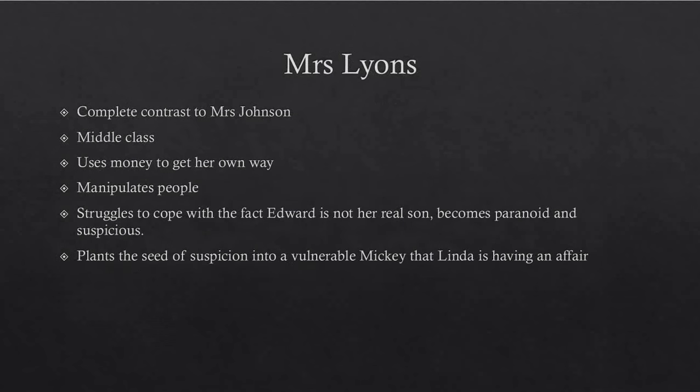Mrs. Lyons is a complete contrast to Mrs. Johnson. In terms of class, she's a middle class character whereas Mrs. Johnson's a working class. Mrs. Lyons uses money to get her own way. She offers Mrs. Johnson money to pay for one of the twins, the child. She manipulates people. Mrs. Lyons is the manipulator. She uses power and money and a class system to get where she wants.